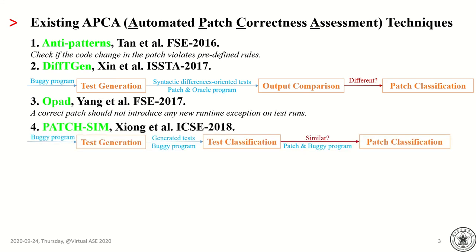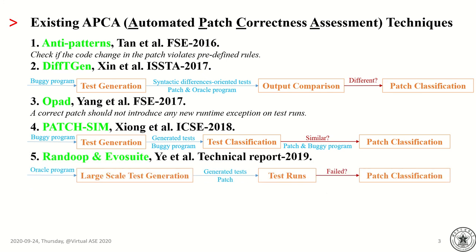Patch theme is a similarity-based approach. It first generates new tests on the buggy program and automatically classifies these tests without Oracle. With the enhanced test suite, it then classifies the patches according to the idea that a correct patch may behave similarly on passing tests while differently on failing tests compared with the buggy program.